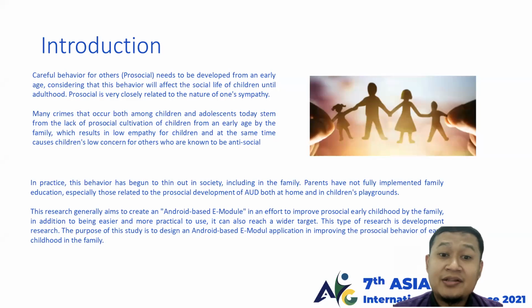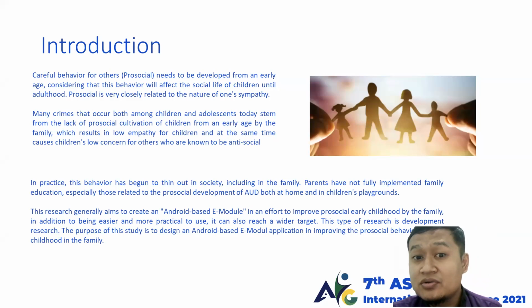Caring behavior for others, or pro-social behavior, needs to be developed from an early age, considering that this behavior will affect the social life of children until adulthood. Pro-social behavior is very closely related to one's empathy. Many crimes that occur both among children and adolescents today stem from the lack of pro-social cultivation of children from an early age by the family, which results in low empathy and, at the same time, causes children to have low concern for others and to become antisocial.